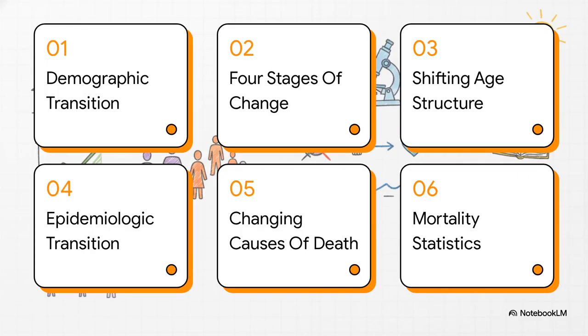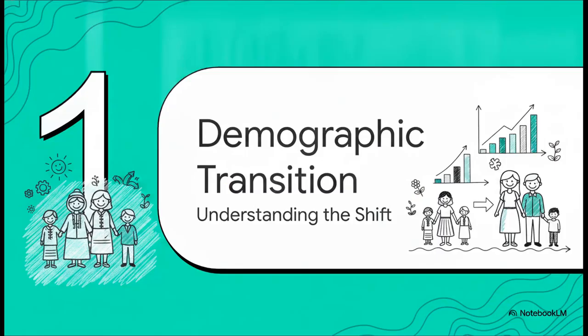We're going to start with what the demographic transition actually is and the 4 stages of change. From there, we'll look at the shifting population pyramid, the epidemiologic transition, the changing causes of death, and finally, we'll wrap up by asking if mortality rates actually tell us the truth. Let's get started. So, part 1.